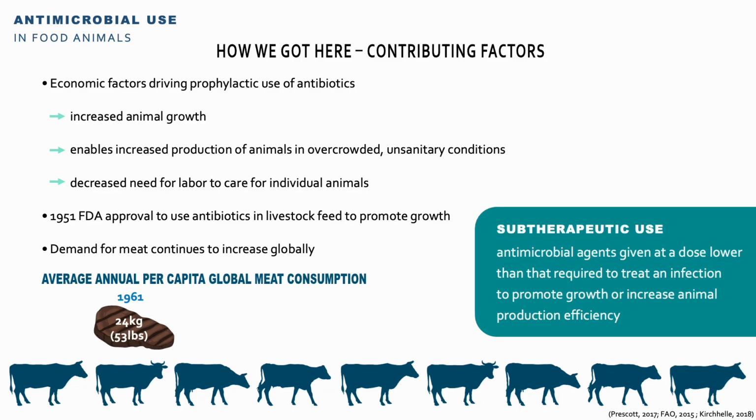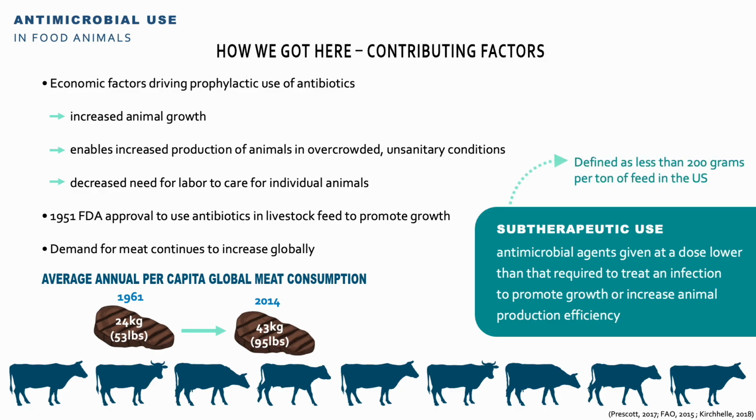In 1961, the global average per capita meat consumption was 24 kilograms. It increased to 43 kilograms in 2014. This rising demand for meat meant more pressure to produce more and bigger feed animals at increasing speed. Recent projections predict that growing meat consumption in middle and low-income countries will lead to a 69% increase in global agricultural antibiotic use by the year 2030.